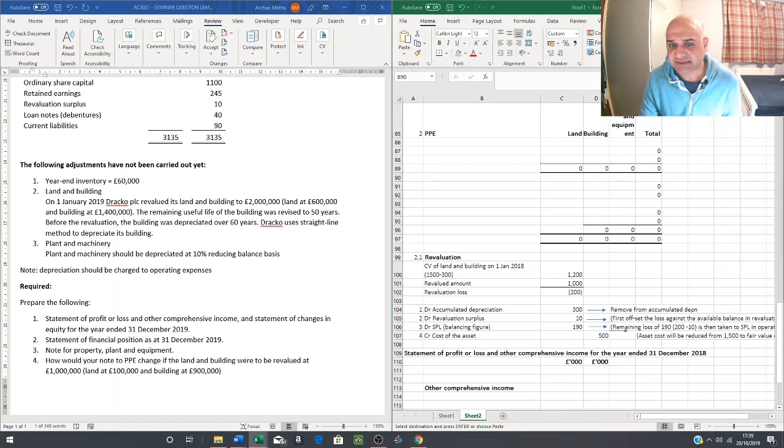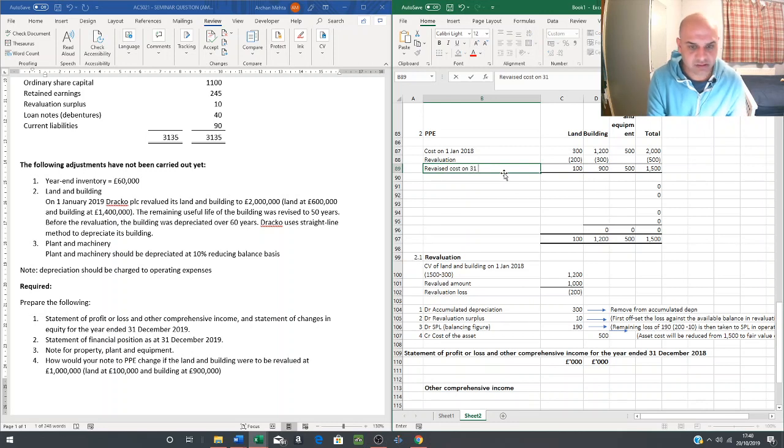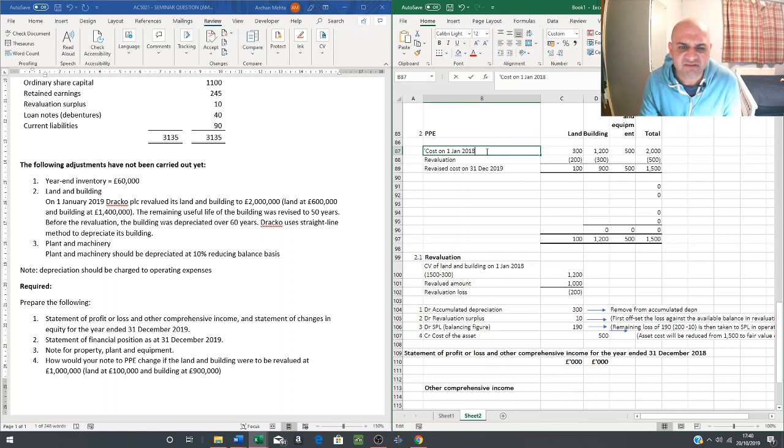Okay, then let's prepare our PPE. So first of all, the cost as before, then revaluation, land will go down by 200 and building will go down by 300, so altogether 500, giving a revised cost of 1 million, on 31st December 2019. Are we 18 or 19? 19, isn't it? Yeah, 19. Why are we working in 18? This should be 19. Okay. Anyways, and this one should be 19 too. The start of the year is 19, of course.